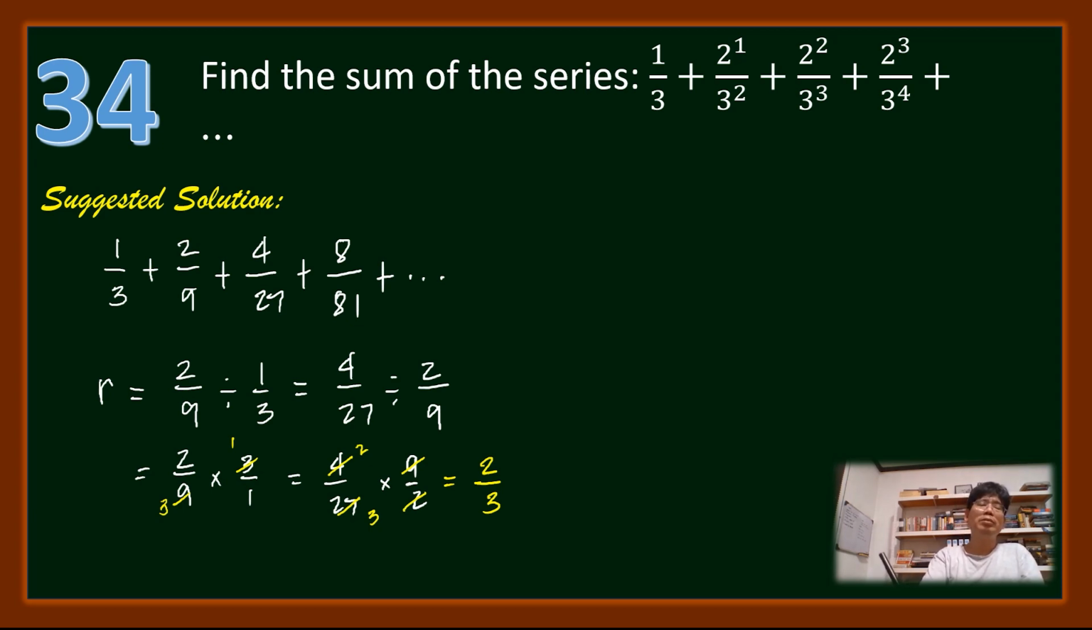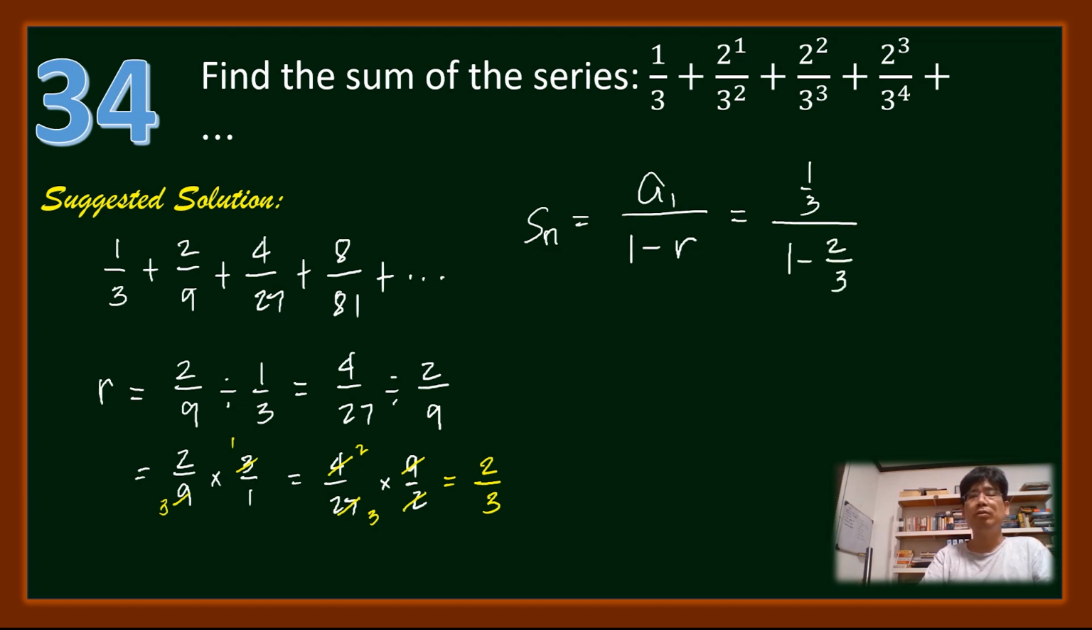And notice that the common ratio is between 0 and 1. That is a proper fraction. Therefore, the series is an infinite geometric series. And the formula for the sum of an infinite geometric series is a sub 1 over 1 minus r. Let us substitute the values. That will be 1/3 over 1 minus the common ratio 2/3, and this is 1/3 over 1/3. Therefore, the sum of this series is equal to 1.